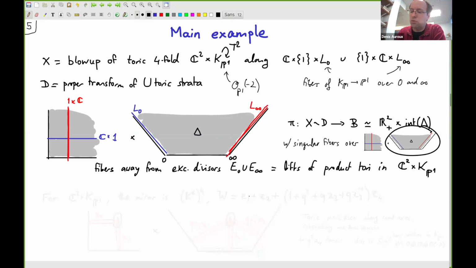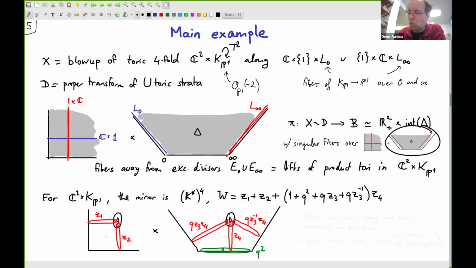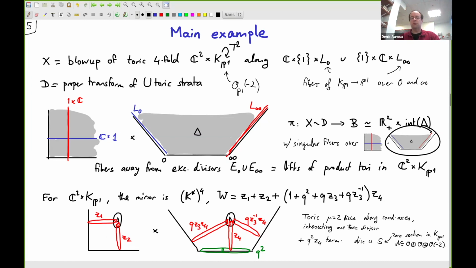At this point, it would be good to remember the story before we blow up, because we're going to modify that. If I look at a product torus in C squared times O of minus 2, I need to look at what disks it bounds. The simplest ones have Maslov index 2. They are the ones that hit exactly one of the toric strata, which means one of the coordinates vanishes once. And therefore, the others have to be constant.